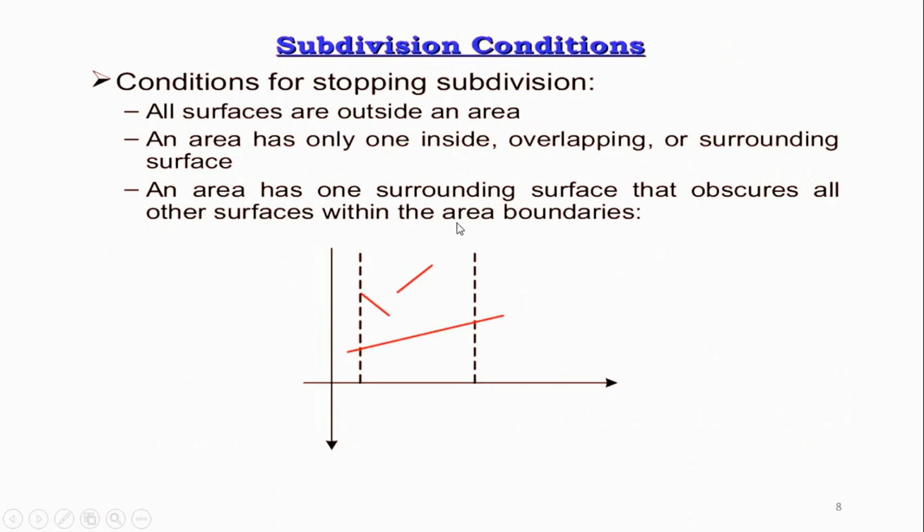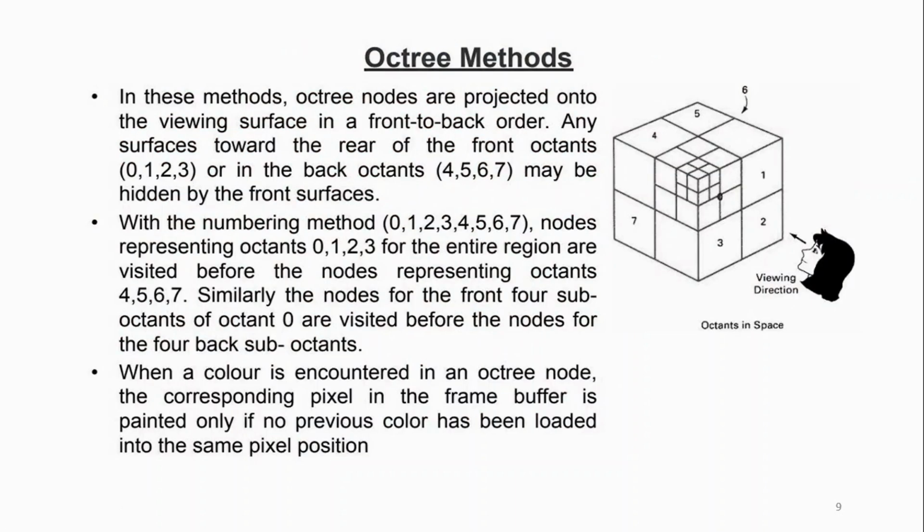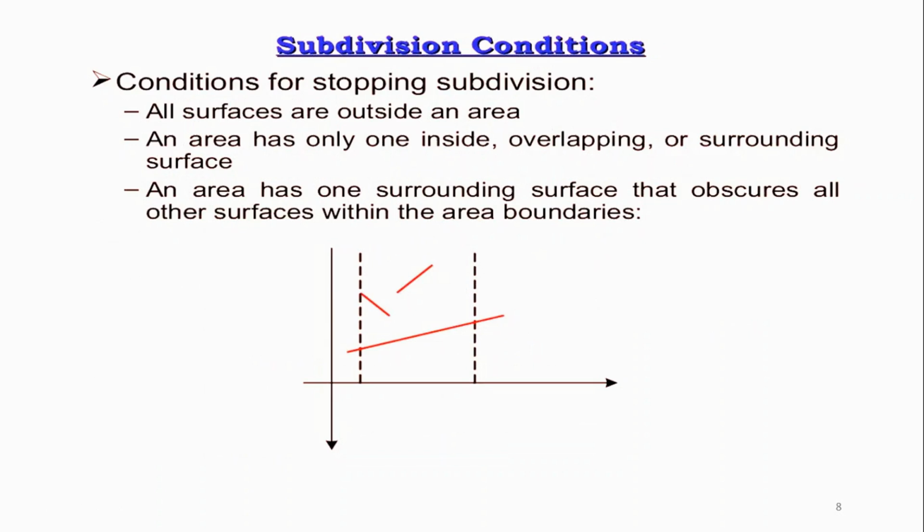The same thing is given here. If the surfaces are completely outside the area, we can stop. If the area has only one inside, overlapping, or surrounding surface, that is also possible. And if the area has one surrounding surface that obscures all the other surfaces within the area's boundary, in that case we can stop the subdivision. That is how the area subdivision method works.